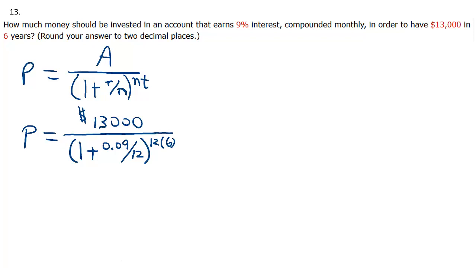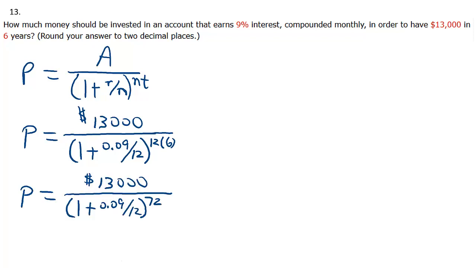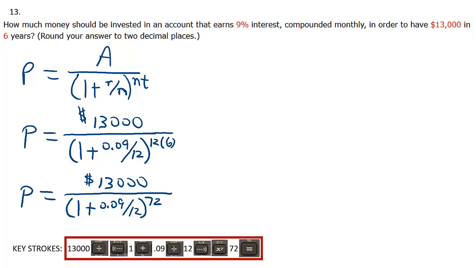A is the future value. So in order to have $13,000 in 6 years, that's in the future. So the future value is $13,000. The interest rate is 0.09, 9%, and you're doing it monthly, so N is 12, and it stays in for 6 years, so T is equal to 6. I would take the 12 times 6 and get 72, and then I would plug it in the calculator.